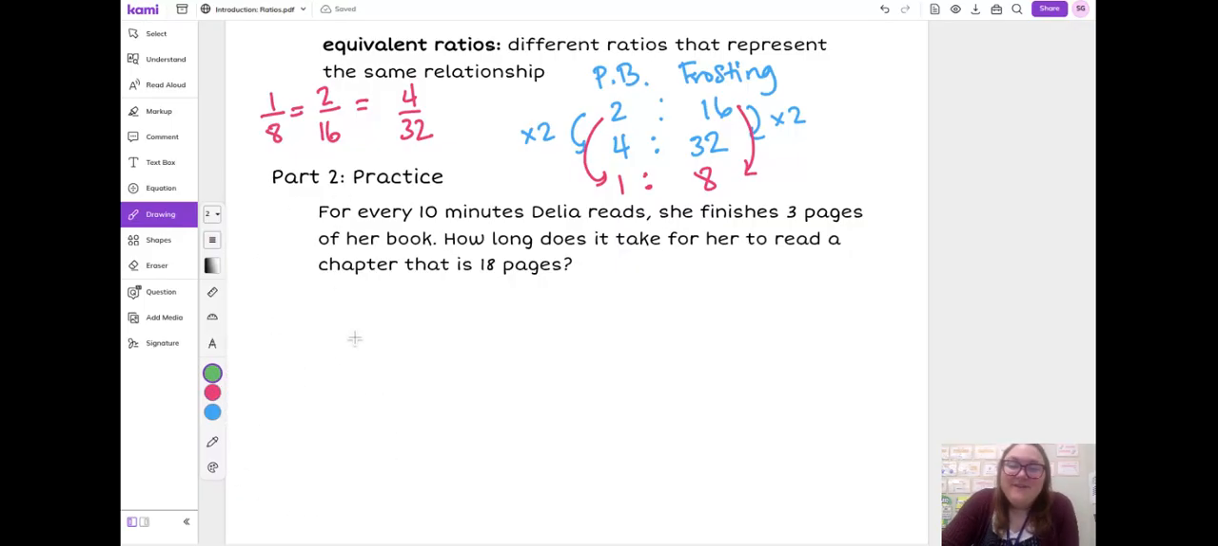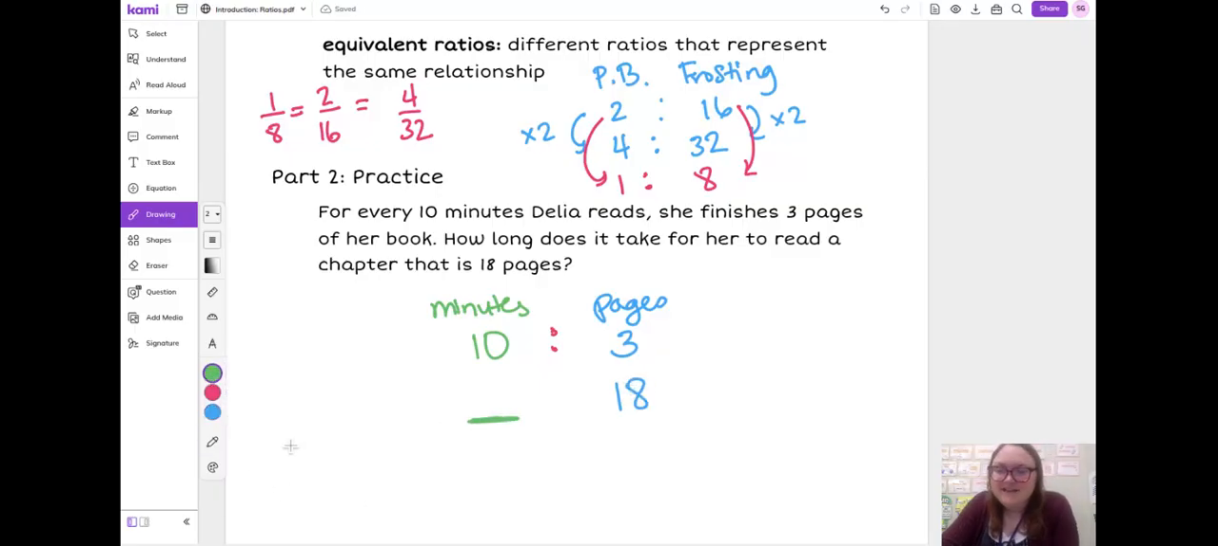For this problem, we've got for every 10 minutes Delia reads, she finishes 3 pages of her book. So that right there is a ratio. We are comparing how many minutes she reads to how many pages she reads. So for example, she can read for 10 minutes and complete 3 pages. So that's the ratio 10 to 3. We're trying to figure out how long does it take for her to read a chapter that is 18 pages. So I'm trying to figure out if she reads 18 pages, how long does that take?